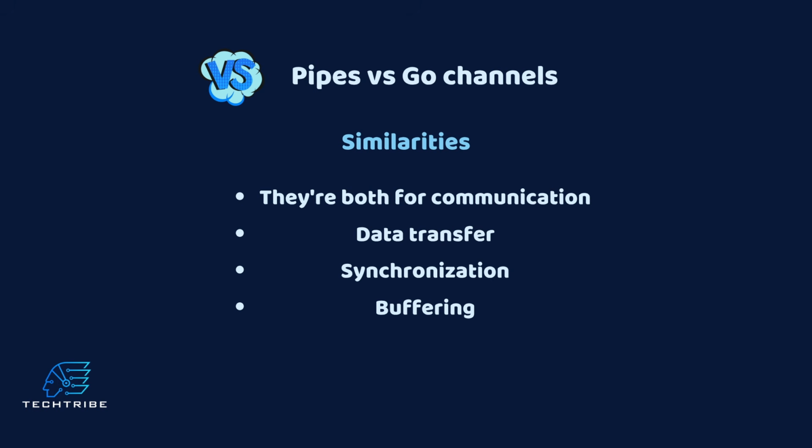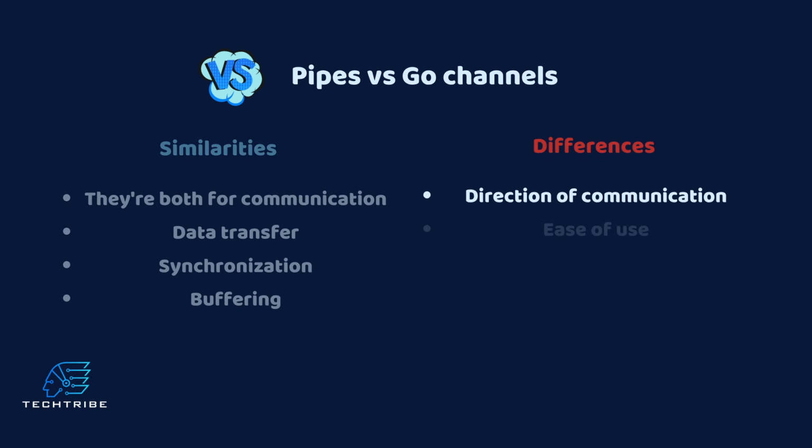A buffered pipe has a defined capacity before it blocks or overflows. And similarly, Go channels can be created with a capacity, allowing a certain amount of data to be held without immediate receiver readiness. And the differences are direction of communication. Regular pipes only go one way, like a one-way street, for example. But Go channels work both ways by default. Channels in Go are bidirectional by default, allowing data to be sent and received on the same channel.